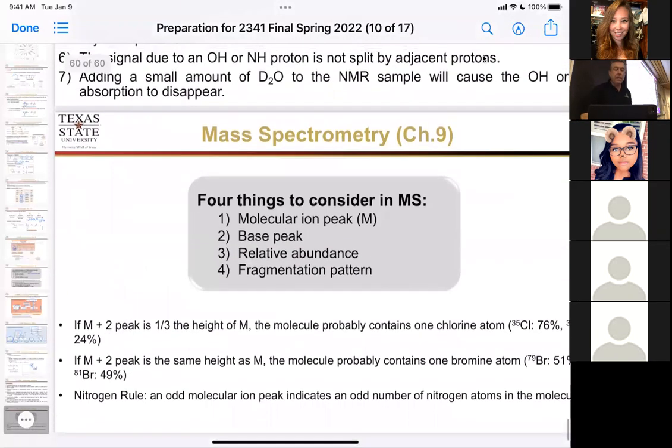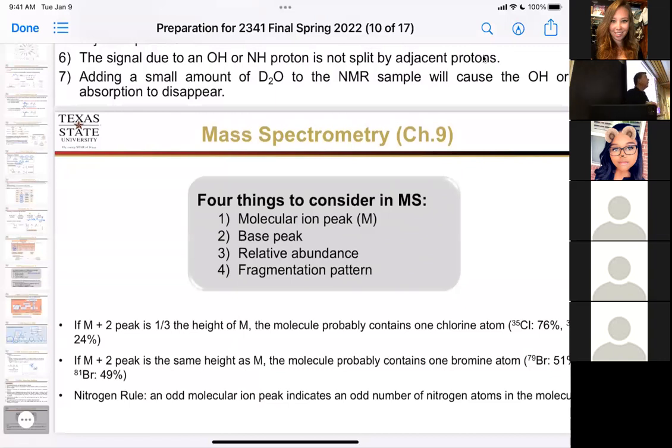Okay. Then the last thing is mass spec. We only have 4 things in mass spec, which is the molecular ion peak. But remember, it's the big one, not the 1.1% one. That's the M+1 isotope peak. And then we have the base peak, which is the tallest peak. That's our most stable fragment. Then we have our relative abundance of the different fragments, and then the fragmentation pattern. Is it breaking off 14, 14, 14, 14?